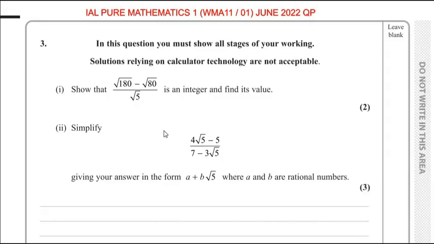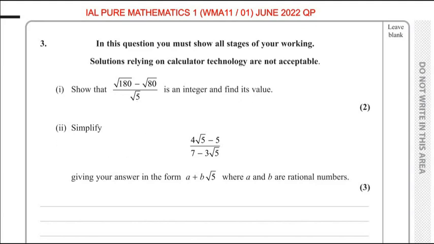Now let us look at the question from the International Advanced Level Pure Mathematics 1, June 2022 question paper. In this question, you must show all stages of your working. Solutions relying on calculator technology are not acceptable. Show that (√180 − √80) / √5 is an integer and find its value.